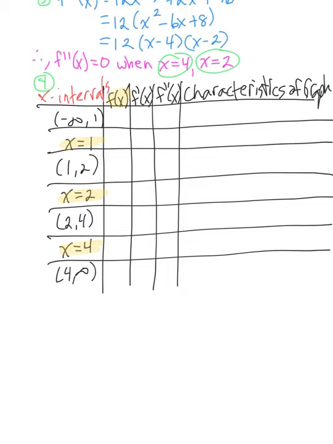Here we go. So between negative infinity and positive 1, I am going to choose 0. If I substitute 0 into the first derivative, I got a negative, and into the second derivative, a positive. I'm not even doing my characteristics right now. I'm just filling in f of x, f prime of x, and f double prime of x. And then at x equals 1, if I substitute 1 into the original function, I get negative 27. And then into the first derivative, I get 0.